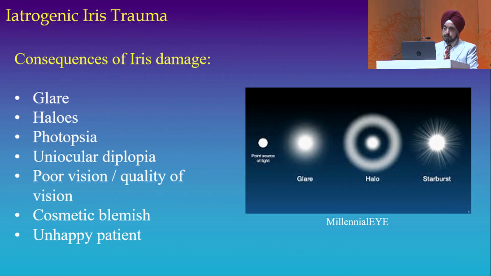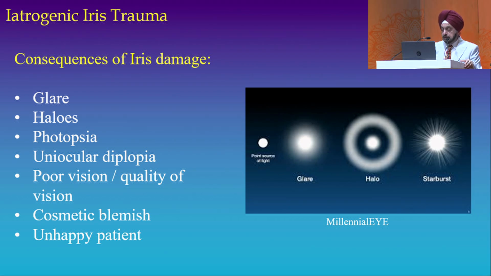So what happens when you get iris trauma and the pupil distortion? You get all these symptoms: glare, halos, dysphotopsia, uniocular diplopia, quality of vision is poor, cosmetically it may not be good for the patient, and you eventually have a very unhappy patient.